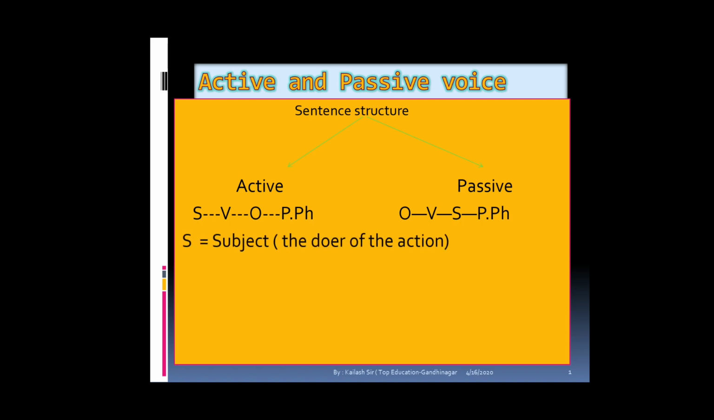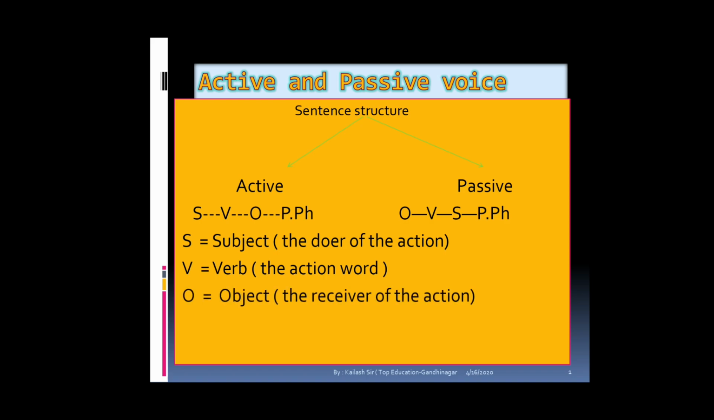Now let us see what each alphabet stands for. S is equal to subject. Now, what is a subject? It is always the doer of the action. V stands for verb. Always it is the action word. O is equal to object, on what or whom the action passes, or in short, the receiver of the action. PPH, prepositional phrase or extra words or other words.